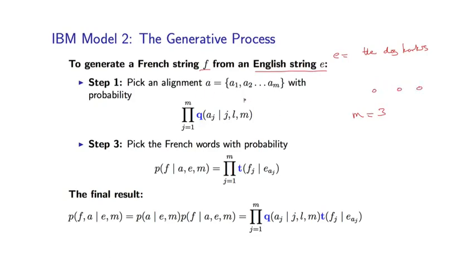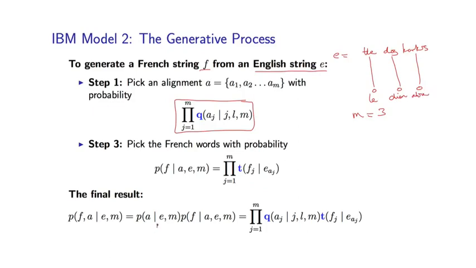In the first step, we choose an alignment from the set of possible alignments with this probability. So for each word in the French sentence, we choose an alignment to some English word, and this is dictated by these alignment parameters, these q parameters. In the second step, we fill in the French words one by one, conditioned on the English word we're aligned to, something like this. And that's the second step of the process.